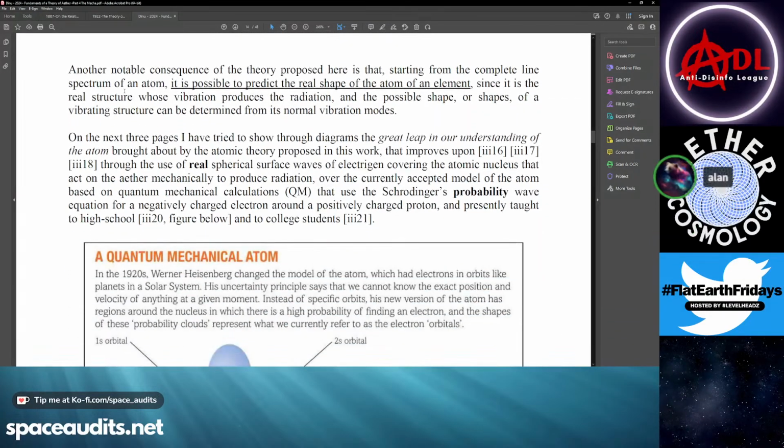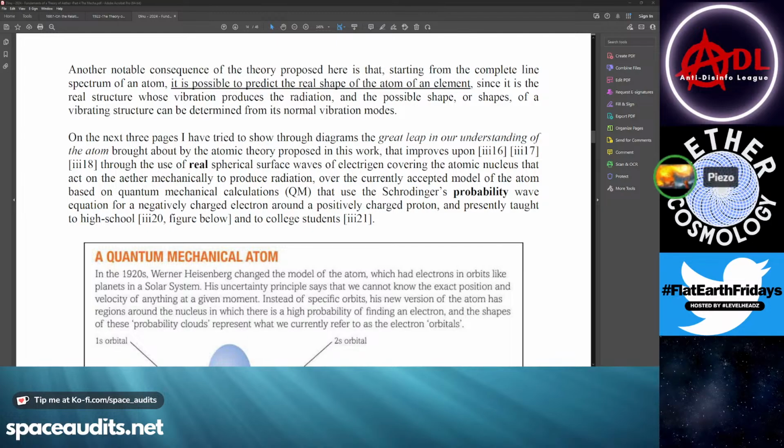All right, go ahead. Another notable consequence of the theory proposed here is that, starting from the complete line spectrum of an atom, it is possible to predict the real shape of the atom of an element, since it is the real structure whose vibration produces the radiation, and the possible shape or shapes of a vibrating structure can be determined from its normal vibration modes. What?